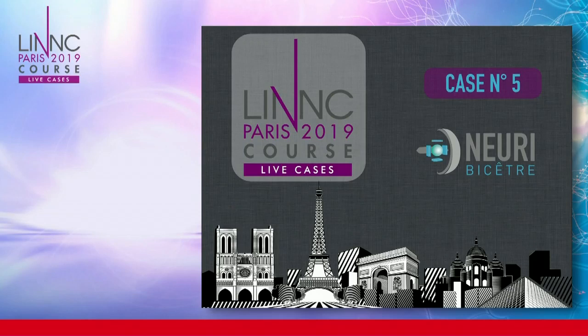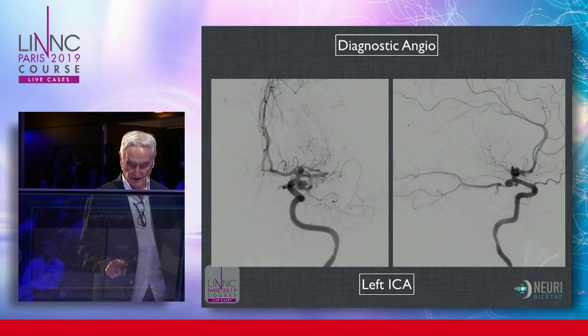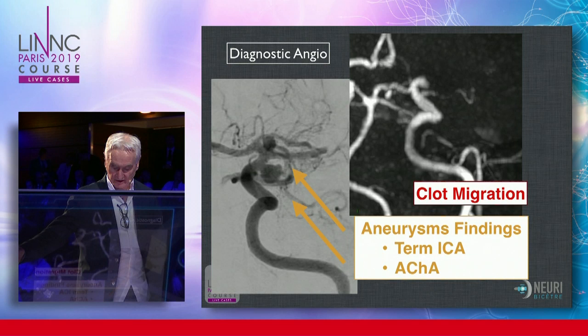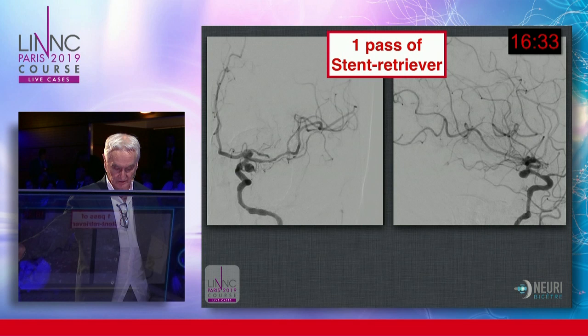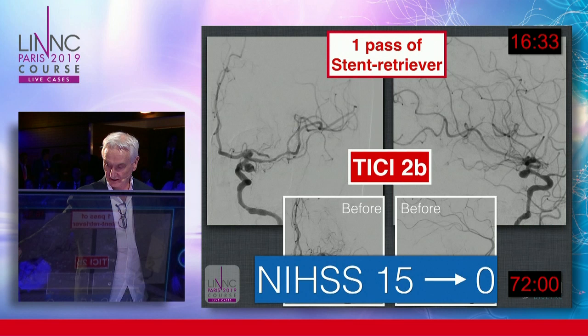So again, for you, back to what was already shown. This is a patient at the time of the stroke. This is now the patient at the time of the diagnosis, the two aneurysms and the occlusion of the M1 segment. The migration of the clot after the fibrinolytic agent, aneurysm at the termination of the carotid in the accessory meningeal, the clot is there. And this is a TC2B that was obtained after the thrombectomy.